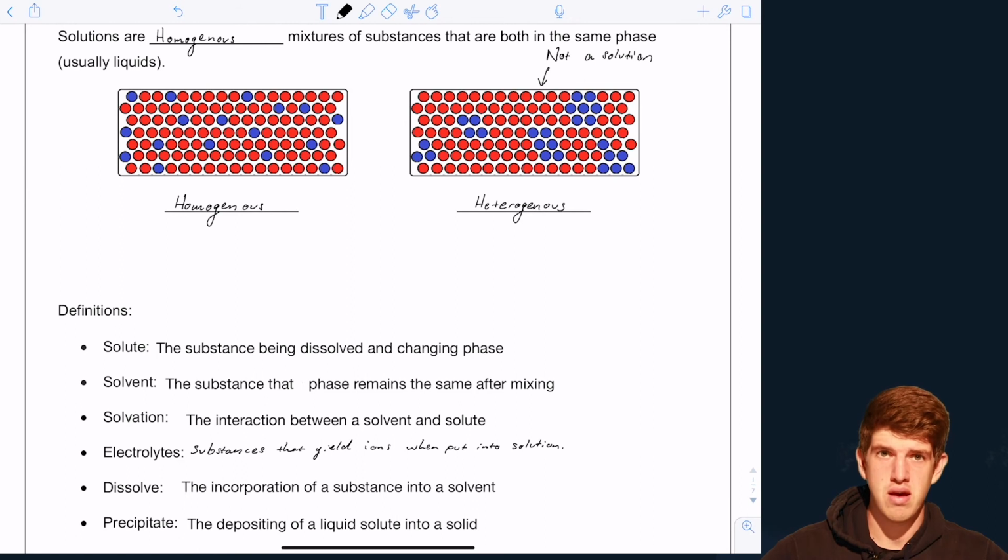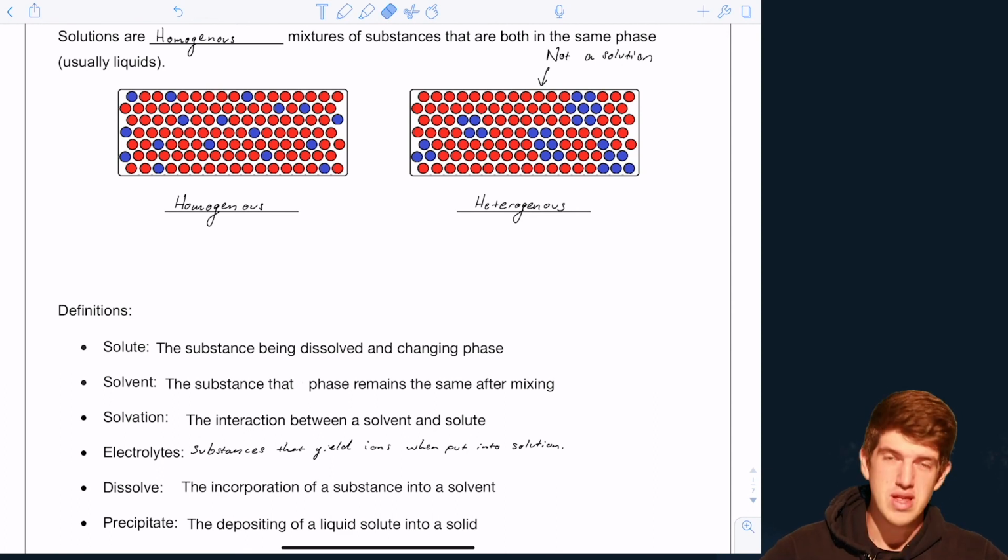So NaCl, other ones, MgCl2, any kind of soluble ionic compound will be an electrolyte. Some electrolytes could be acids and bases. So for example, HCl splits into an H+ and a Cl-. NaOH, Na+, OH-, you get the picture.